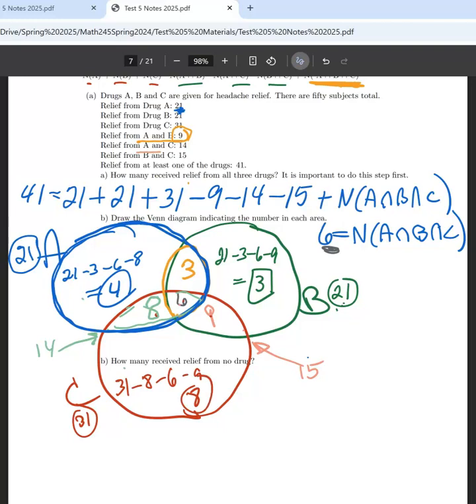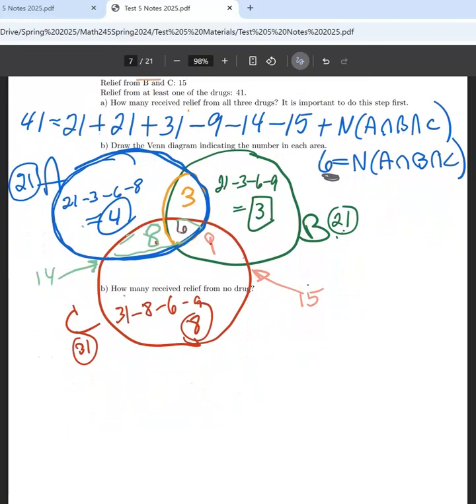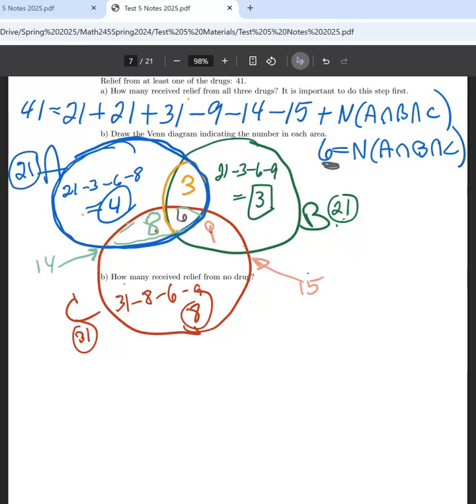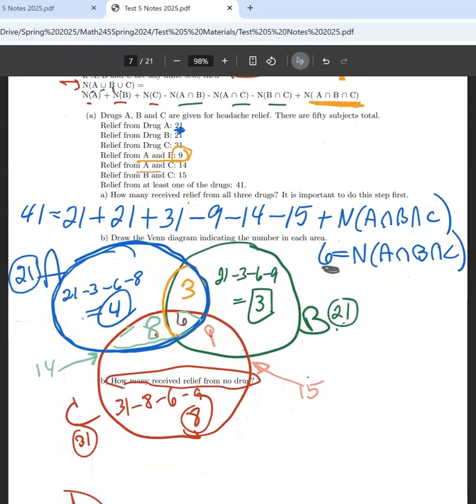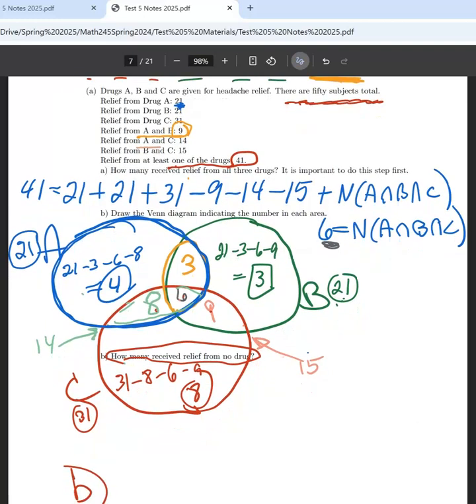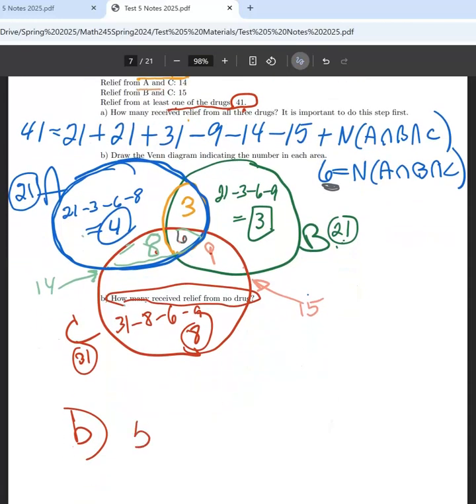So that's the Venn diagram. And then I have to think, wait a second, my part B down here, so I can say how many received relief from none of the drugs? Going back to the question, at least one, we got 41 people. Oh, it's a little hidden in here. So of the 50 people, 41 got help. So that's 50 minus the 41. So that's 9.